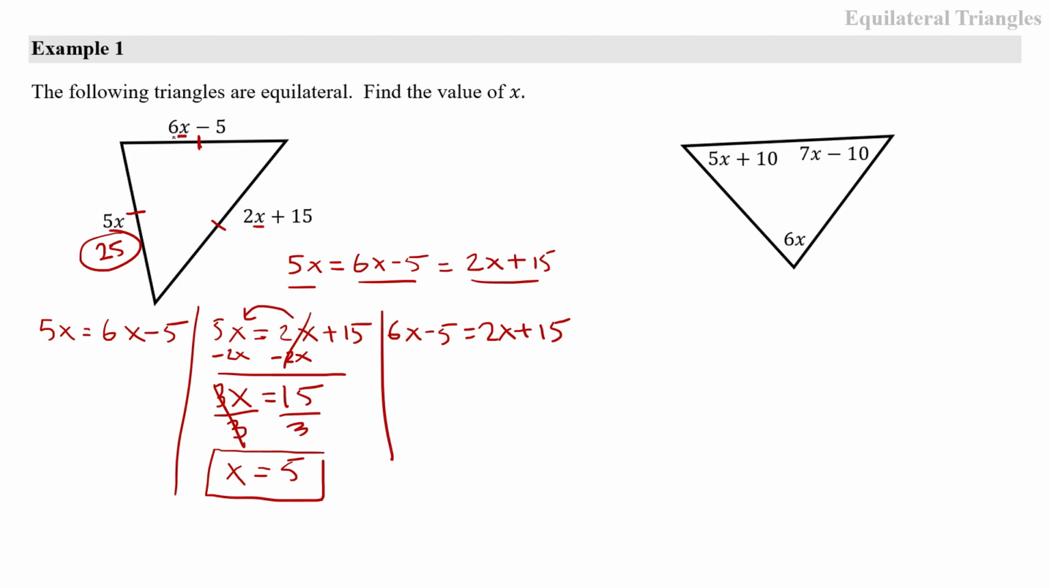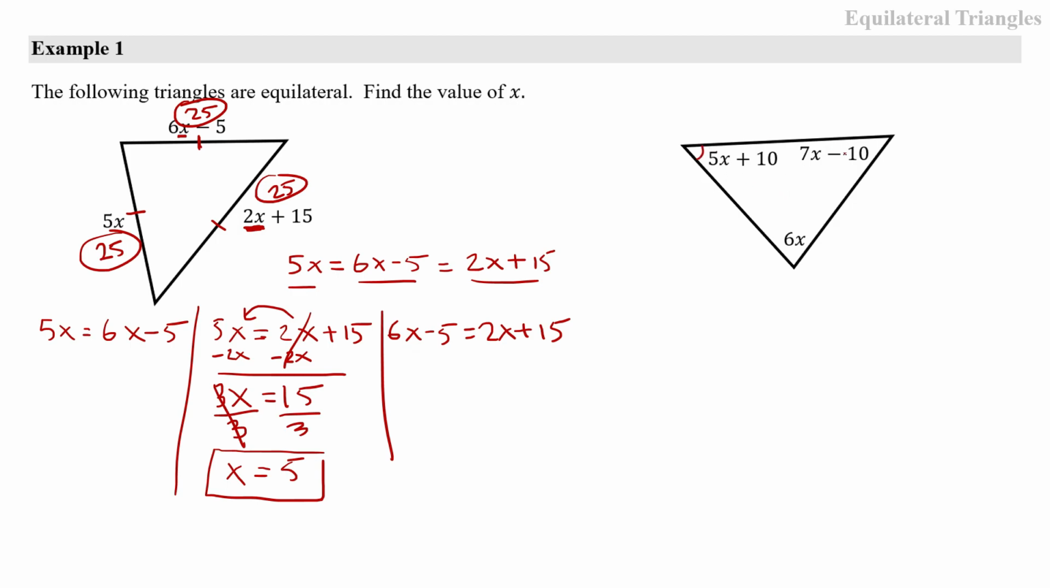If I multiply, for example, here, 6 times 5 is 30, and 30 minus 5 is 25. And 2 times 5 is 10, and 10 plus 15 is 25. So that's how you know you did it correctly, because you plugged 5 into x and you got 25 for all three sides.